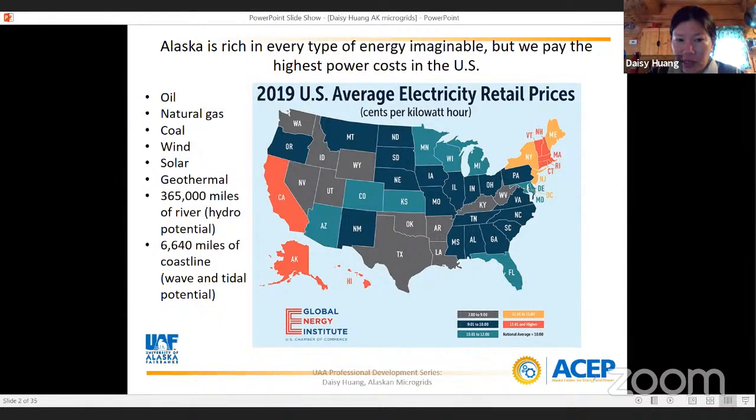We have a lot of oil, obviously we have natural gas, we have coal, we have wind, we have a good solar resource, which I'll talk about. We do have some geothermal, but it's not very hot. We have a lot of river, we have a lot of coastline, the most in the US. And so there's a lot of wave and tidal potential. All of these are being investigated one by one for how we can optimize them to give us a good energy generation mix and how to keep our communities sustainable.